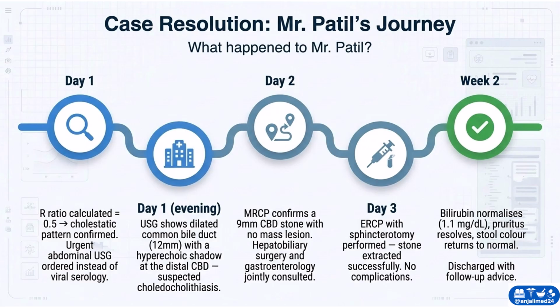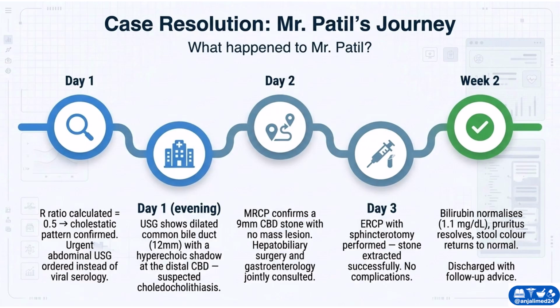Later that evening, the ultrasound revealed a dilated common bile duct measuring 12 millimeters along with a hypoechoic shadow in the distal common bile duct. These findings strongly suggested choledocholithiasis, or a common bile duct stone. On day 2, an MRCP was performed for further evaluation. It confirmed a 9 millimeter common bile duct stone with no evidence of pancreatic or biliary mass. At this point, the gastroenterology and hepatobiliary surgery teams were consulted to plan the definitive treatment.